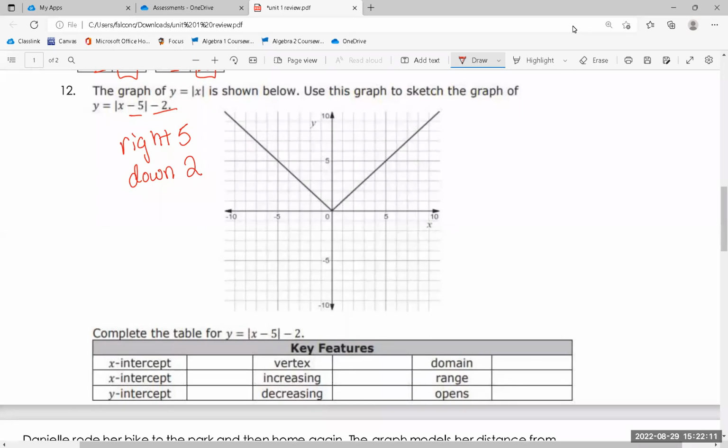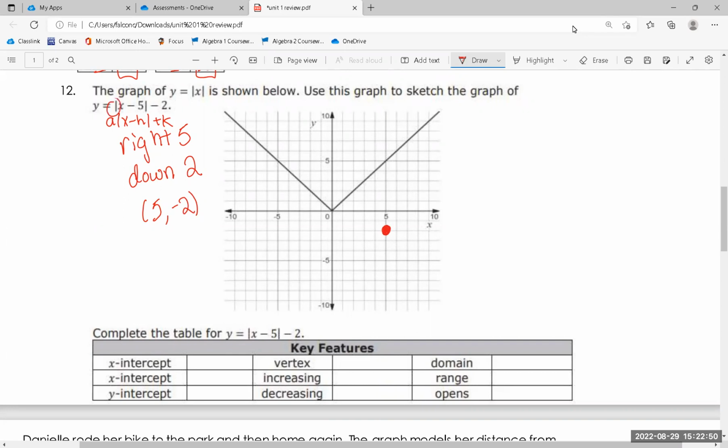And we also learned that this form of the absolute value equation is in the x minus h plus k form. Sorry, I think it's minus h in here. h and k are our new vertex. So h in this case would be +5 and k would be -2. So our new vertex is at +5, -2. And we can see that by going right 5 and down 2.